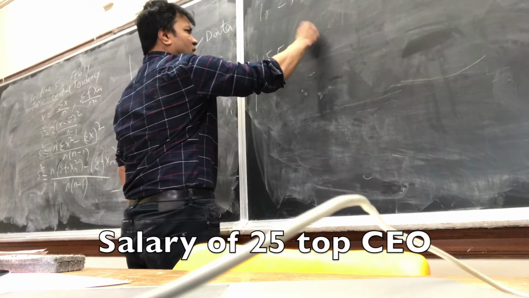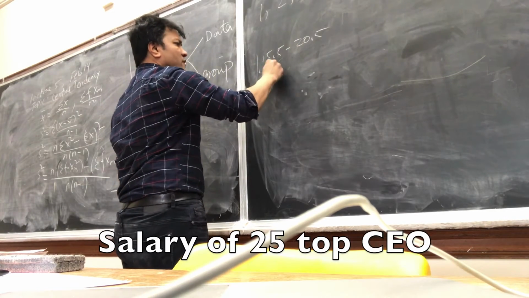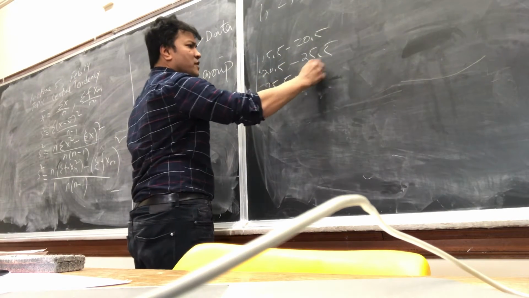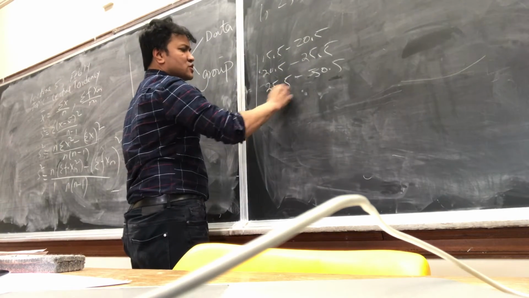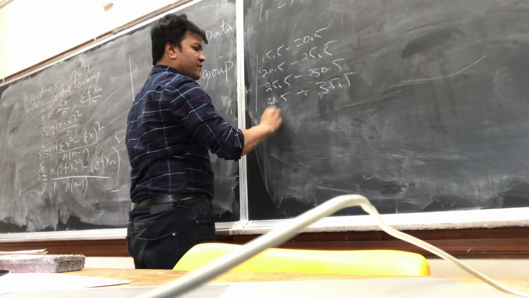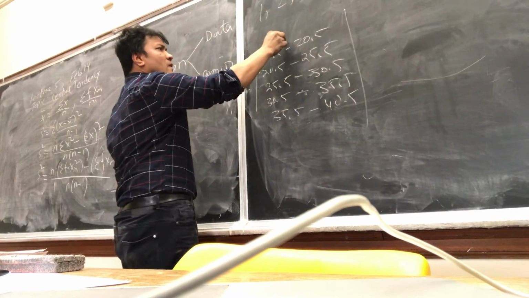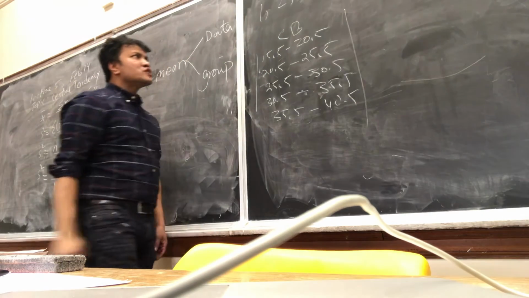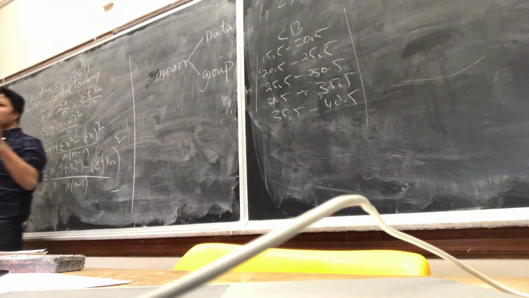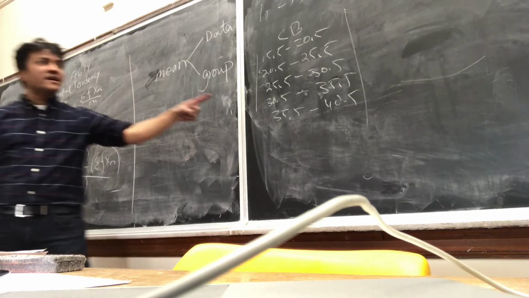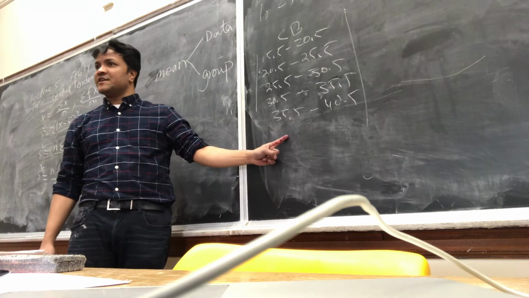15.5 to 20.5, 20.5 to 25.5, 25.5 to 30.5, 30.5 to 35.5, 35.5 to 40.5. So this is the class boundary. Doesn't it look like class boundary? Yeah. It does.